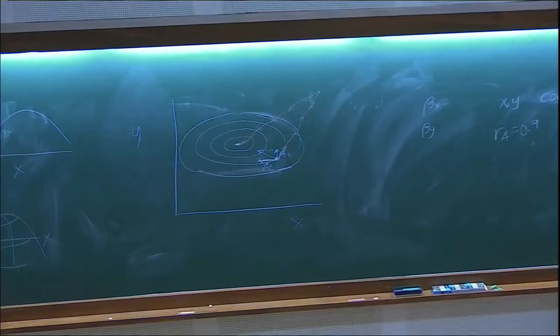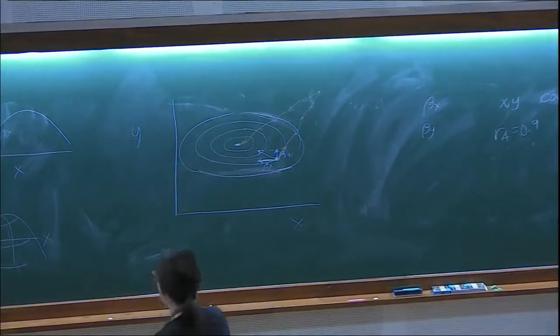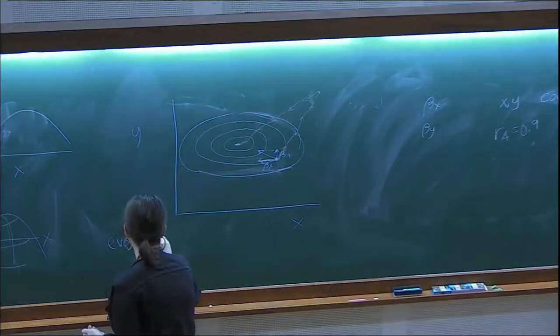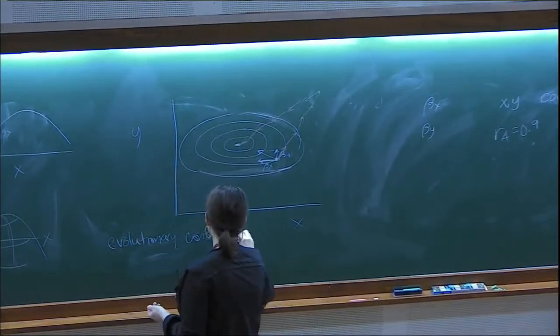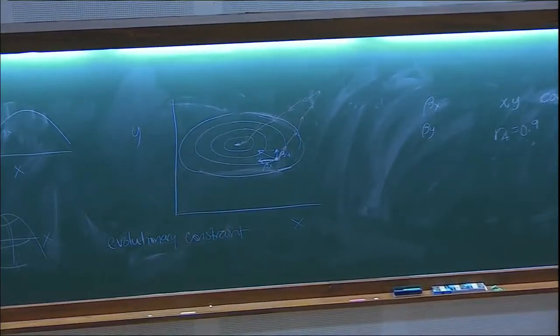This is the idea of evolutionary constraint, and sometimes the term developmental canalization, right? So evolutionary constraint. Sometimes we observe traits for which there appears to be genetic variation, there appears to be selection, and yet the trait does not change in the direction that we think it should.